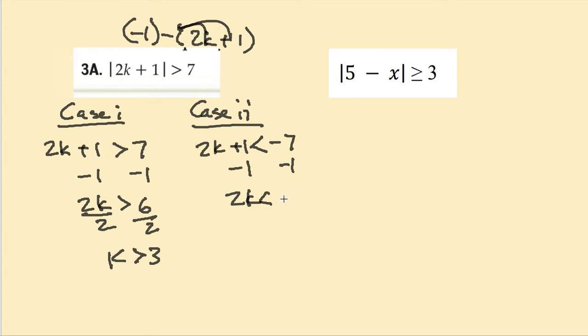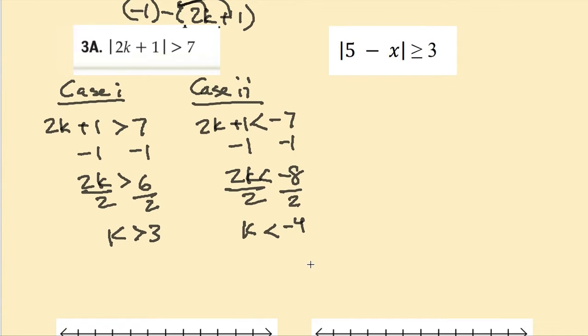So we have 2k is less than negative 8. Divide by 2, and see, this is nice. We don't have to flip the sign around. So k is less than negative 4. All right, so you've got k is greater than 3, and k is less than negative 4.